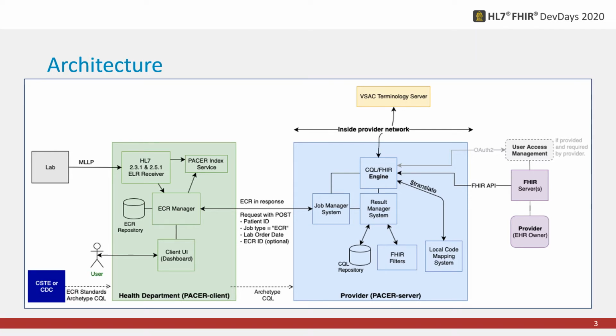From there, mainly the CQL engine deals with talking to the FHIR server directly. CQL is a measures standards program that we use to keep track exactly about what we're querying to the FHIR server. We expect these standards, as you can see in the bottom left, to be generated from CSTE or CDC, who will create new archetypal CQL, and then that will be fed over to an eventual FHIR server if that ever needs to get updated over time.